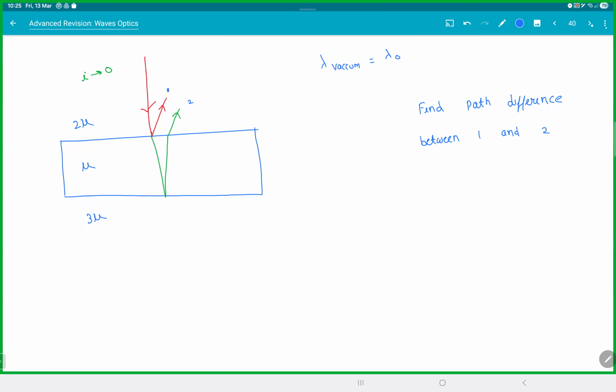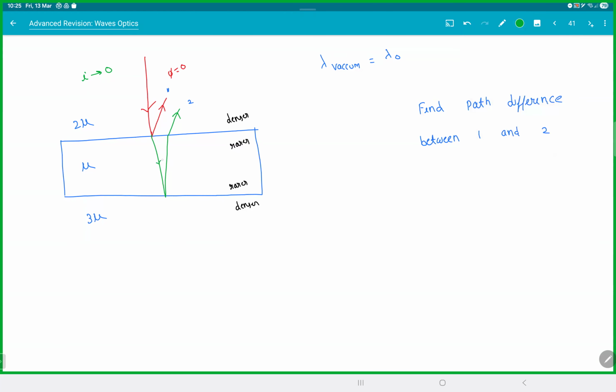So first thing, you need to be clear who is rarer and who is denser. So between 2 mu and mu, this guy is denser. This guy is rarer. Perfect. So after the first bounce, you're hitting from denser to rarer. So there'll be no phase shift for the first one, 0. So blindly, if you put lambda by 2 every time, you'll get trapped. You need to see who is rarer and who is denser.